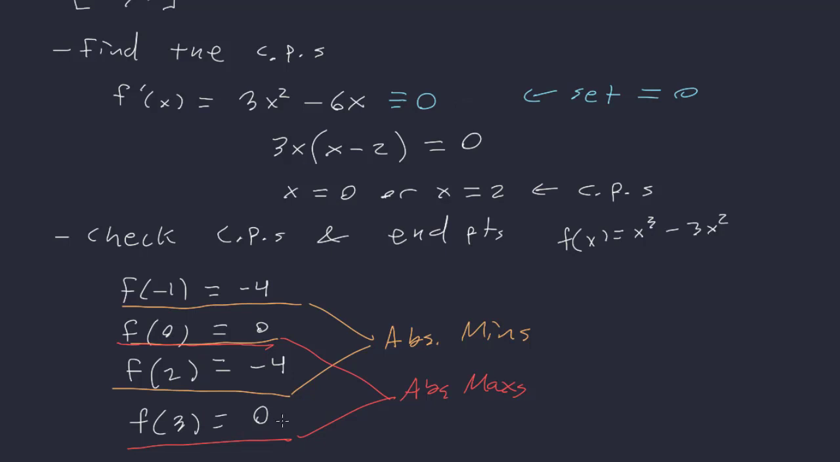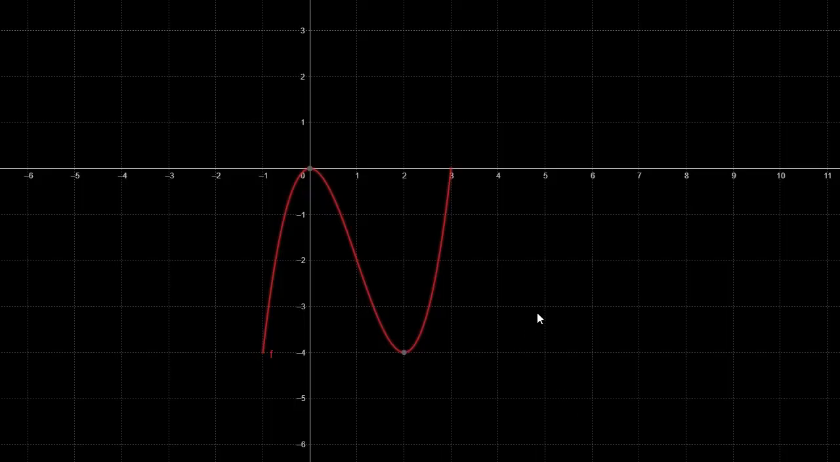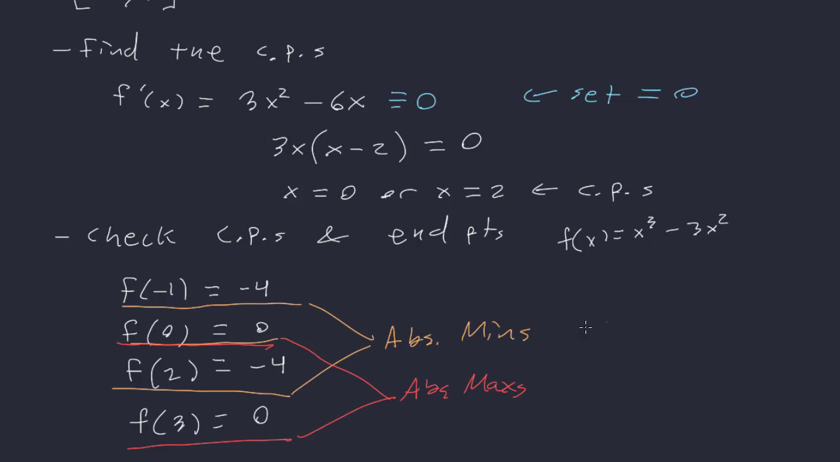So if we go quickly to the graph to see how this lines up, hopefully it will. Okay, and here I've graphed the function and restricted it to that domain that we were given, -1 to 3. And as we can see, we have absolute maxes, one at a critical point, one at an endpoint. We have absolute minimums, one at an endpoint and one at a critical point. All right, so specifically you could say that the absolute minimums are the points (-1, -4) and (2, -4). And the absolute maxes are the points (0, 0) and (3, 0).